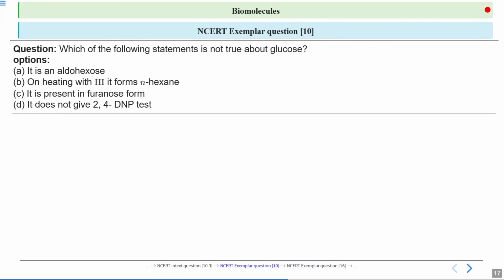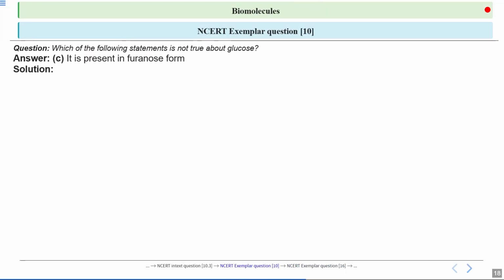Now let us move to the next question. Which of the following statements is not true about glucose? You have been given 4 options and you have to tell which is not true. A, it is an aldohexose. B, on heating with HI, it forms n-hexane. C, it is present in furanose form. And D, it does not give 2,4 DNP test. So tell me the answer, which is not true about glucose.